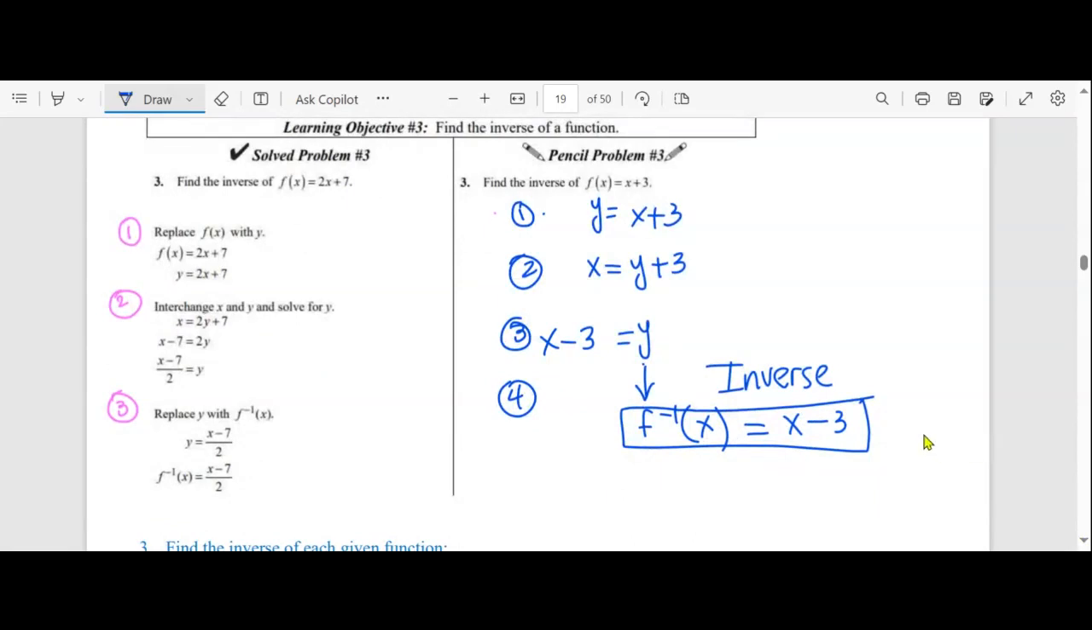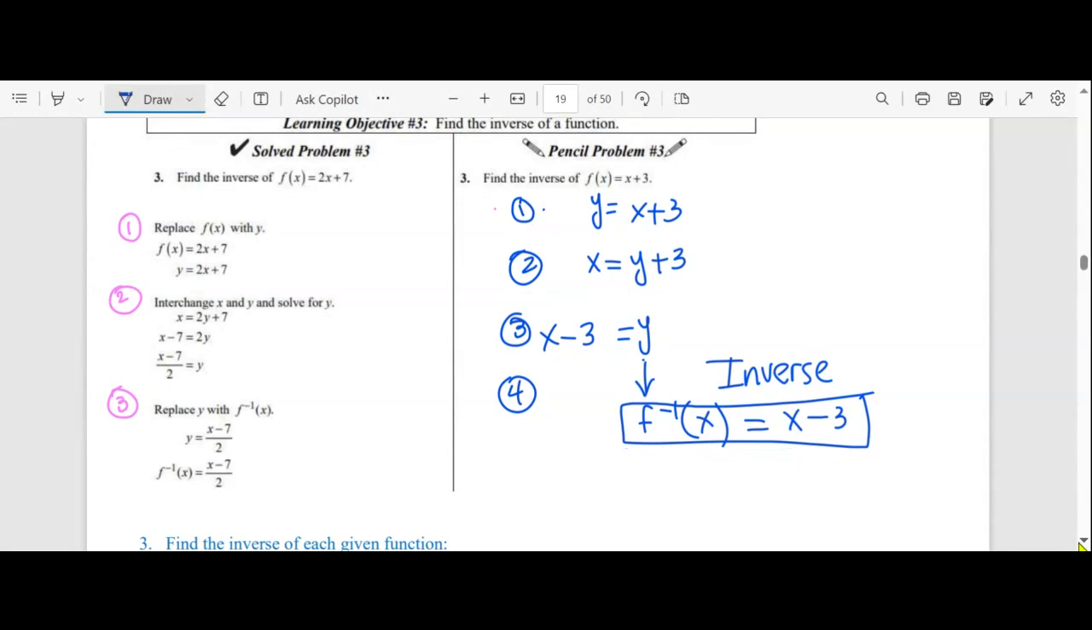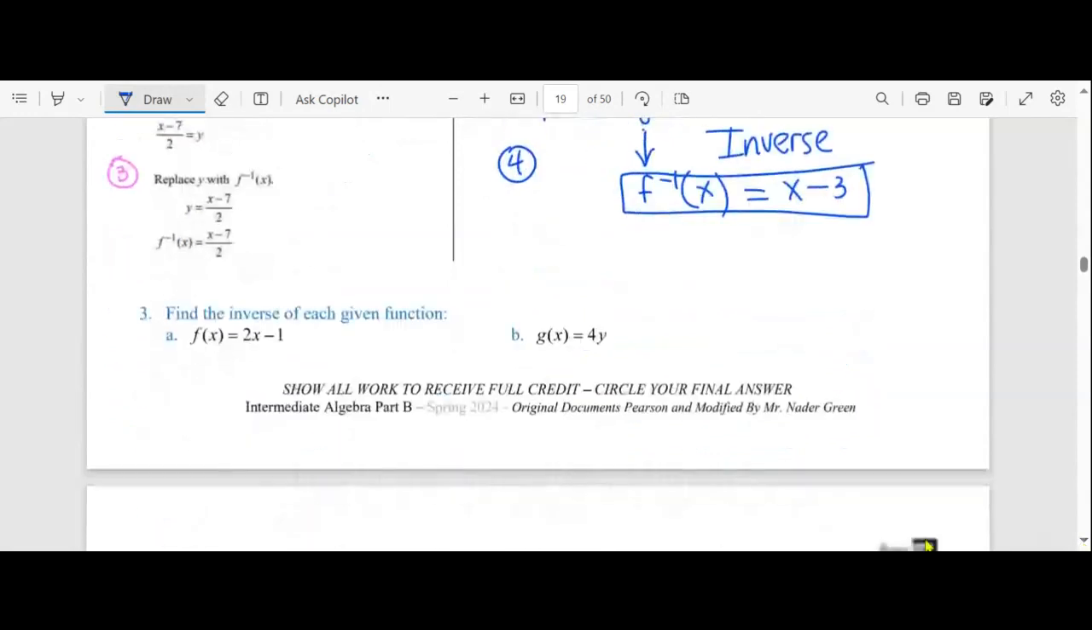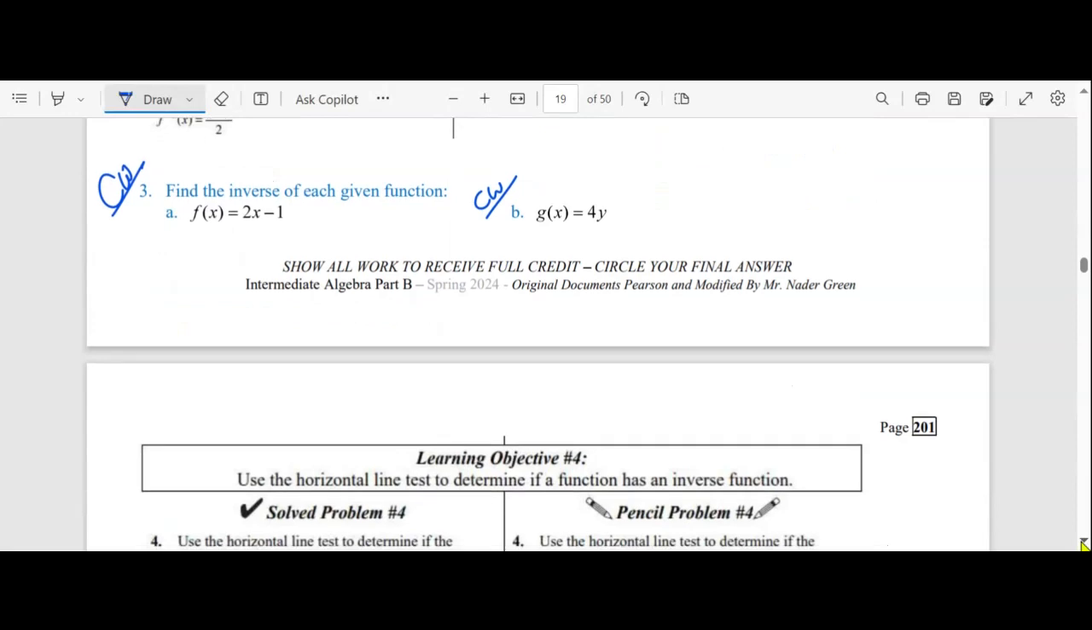Next one. Now, this is your classwork. You have to do this. If you didn't do it, you have to do it for homework. Okay? So you can pause the video and then solve it and then come back to it.